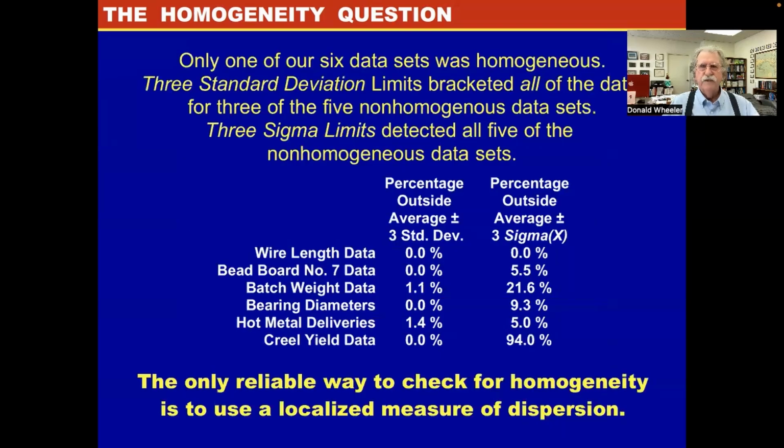Only 1 of our 6 data sets was homogeneous. 3 standard deviation limits bracketed all of the data for 3 of the 5 non-homogeneous data sets. 3 sigma limits detected all 5 of the non-homogeneous data sets. Percentage outside the 3 standard deviation limits ranged from 1.4 to 0. Percentage outside the 3 sigma limits ranged from 94% to 0.